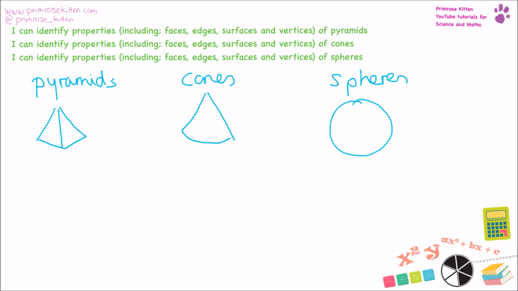For pyramids, cones and spheres, the best thing you can do in the exam is to slow down and think logically about things. How many faces can you see on the pyramid, and then don't forget about the ones behind. The same for the cone and the sphere.